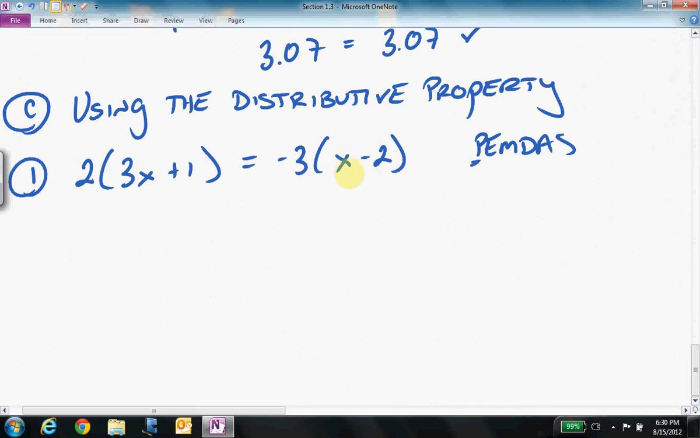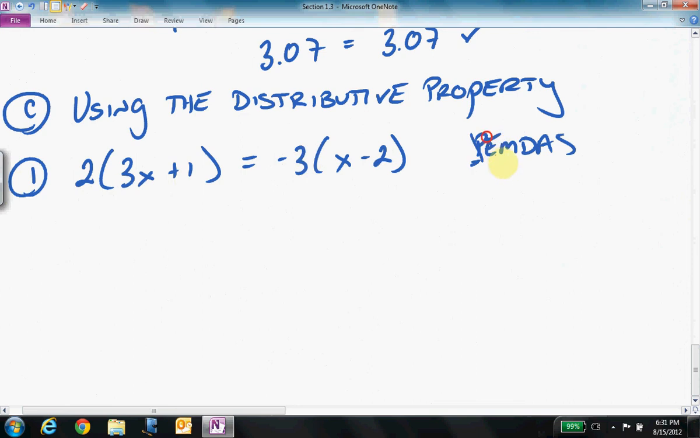We can't combine an x with a constant, or a variable with a constant. You can only combine variables with variables, constants with constants. And so we have, yes, this looks like a constant, but it's connected through multiplication. So this is one term here, so we can't connect 3x with the 1 either. So there's nothing to simplify in the parentheses.